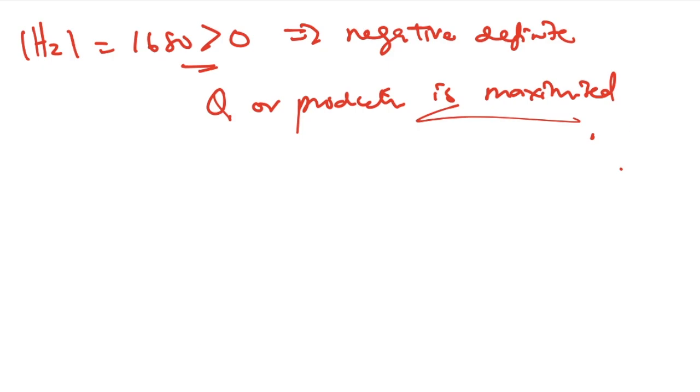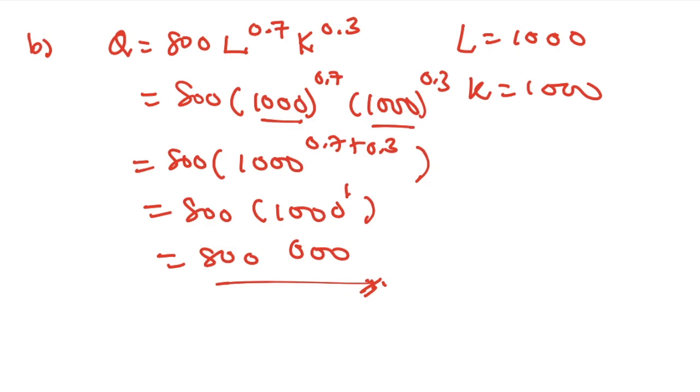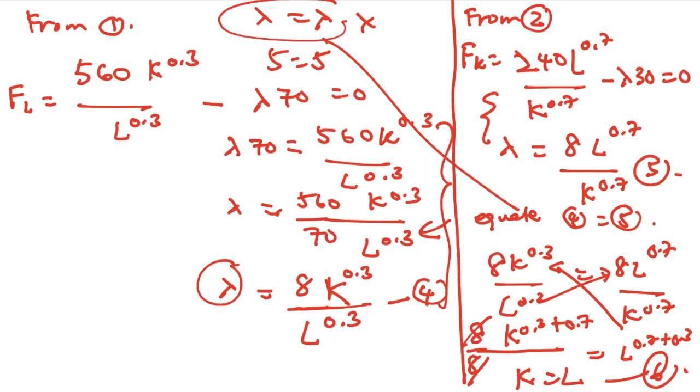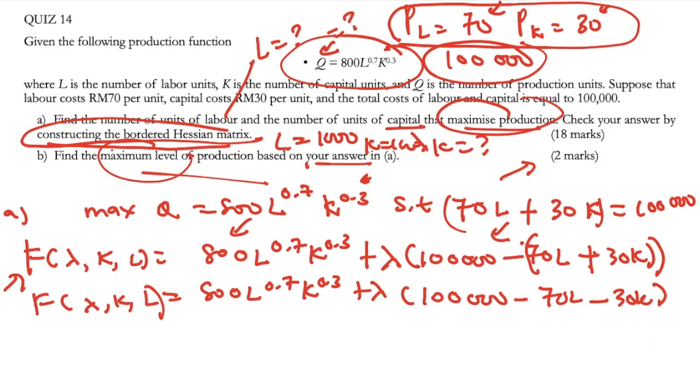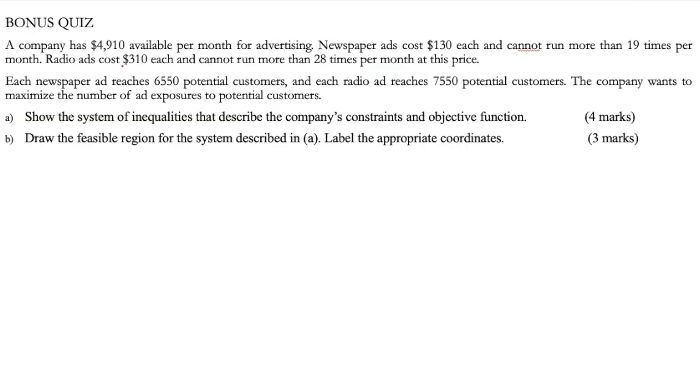We are also done with question B. So when you want to do question B first, before you do Bordered Hessian, make sure you leave a lot of space for question A so that you can do Bordered Hessian. So now we have answered question A and question B for 14. Next, we move to bonus quiz.